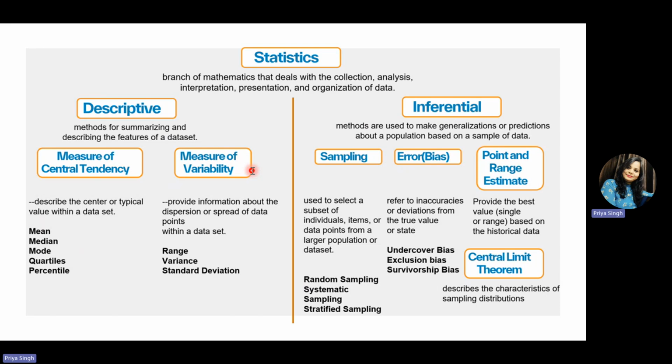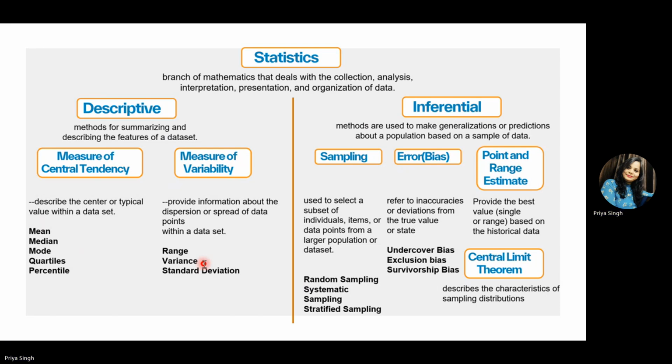So range is the difference between the highest and the lowest value in the data set. It's a quick way to see the spread. So what is the minimum value from where it is spreading up to the maximum value? That's called range. Second one is the variance. So variance tells about how much the values in the data set differ from the mean. A higher variance means the data is more spread out.